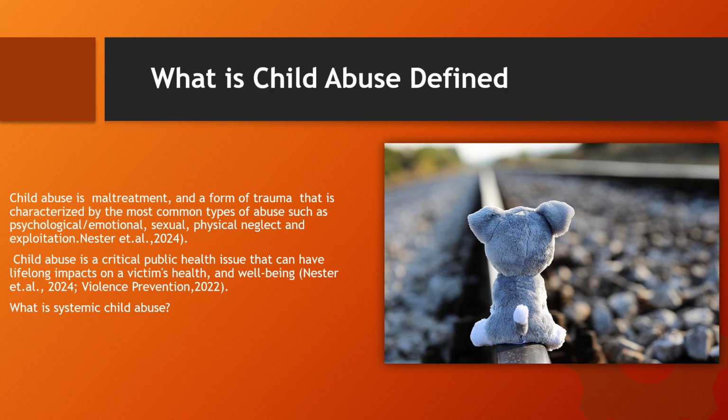What is child abuse? Child abuse is intentional maltreatment and traumatic harm of a child that is under the age of 18. Common types of abuse include psychological, emotional, sexual, physical, neglect, as well as exploitation of a child. Child abuse is a critical public health issue that can have lifelong impacts on the victim's life.